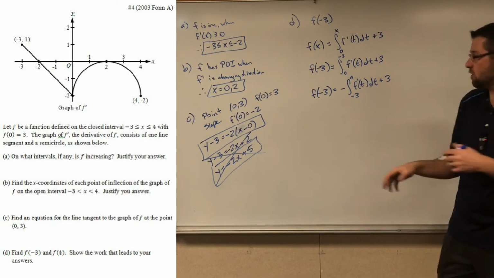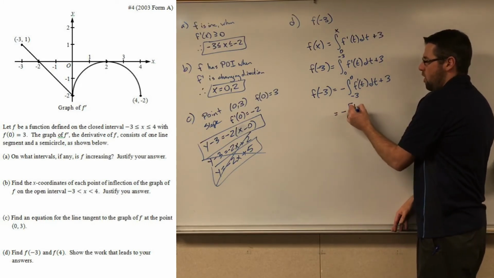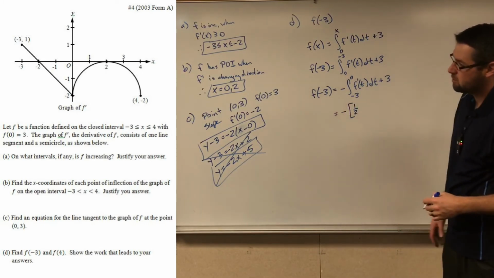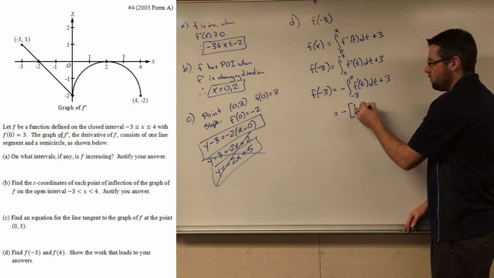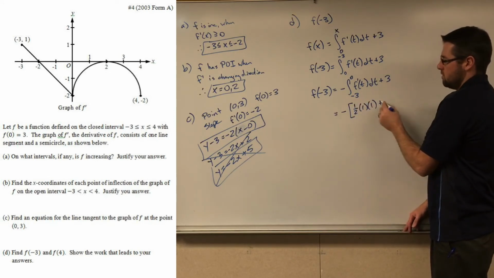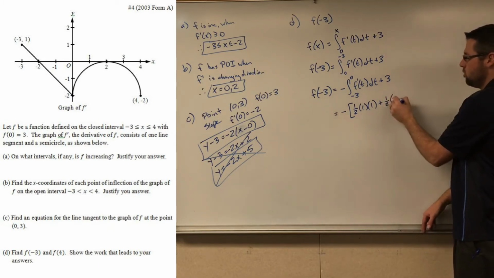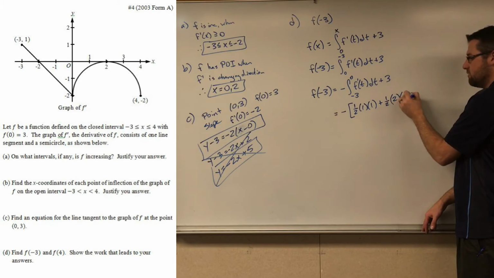Find the two triangles. So I'm going to keep that negative out there and keep that in parentheses. 1/2, what's the width of the first triangle? 1. What's the height? 1. Plus the second triangle is 1/2, what's the width? 2. What's the height? Negative 2.